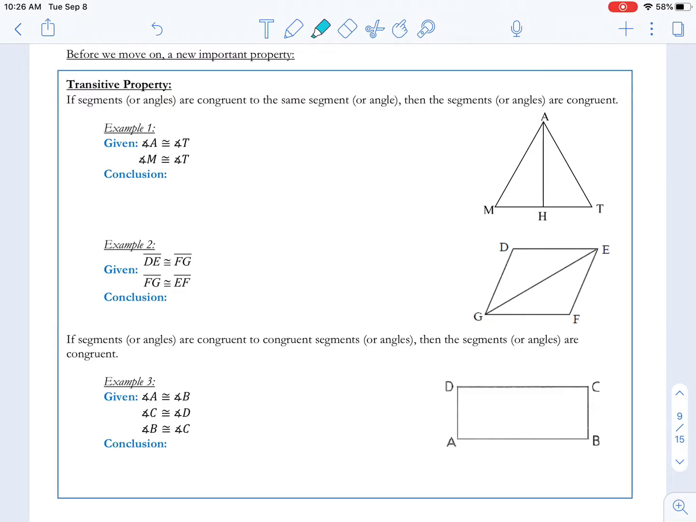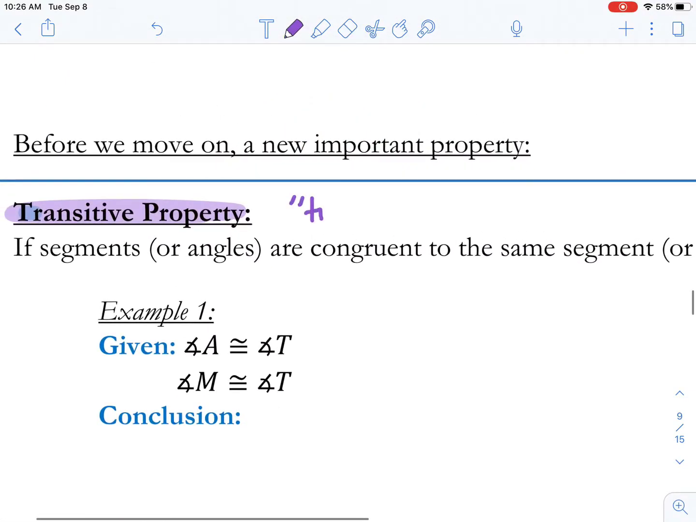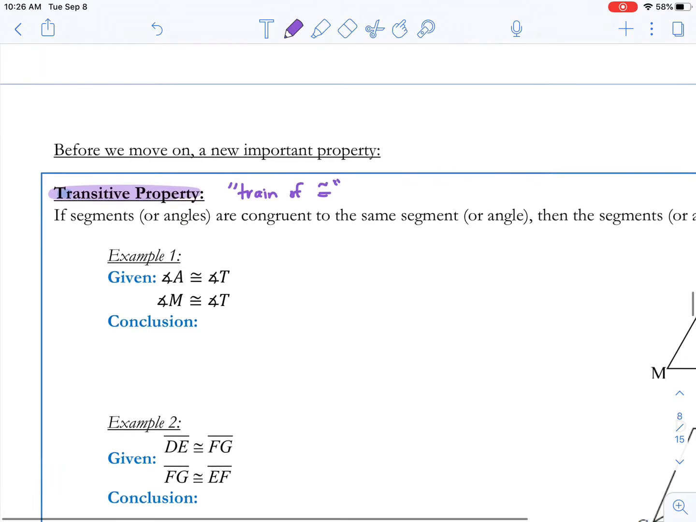This one that we're going to talk about today is the transitive property. So the transitive property says if segments are congruent to the same segment, then those segments are congruent. And you can use the same property for angles. If angles are congruent to the same angle, then the angles are congruent. So it's kind of like this train of congruencies. That's how I like to think about it. It's a train of congruencies.